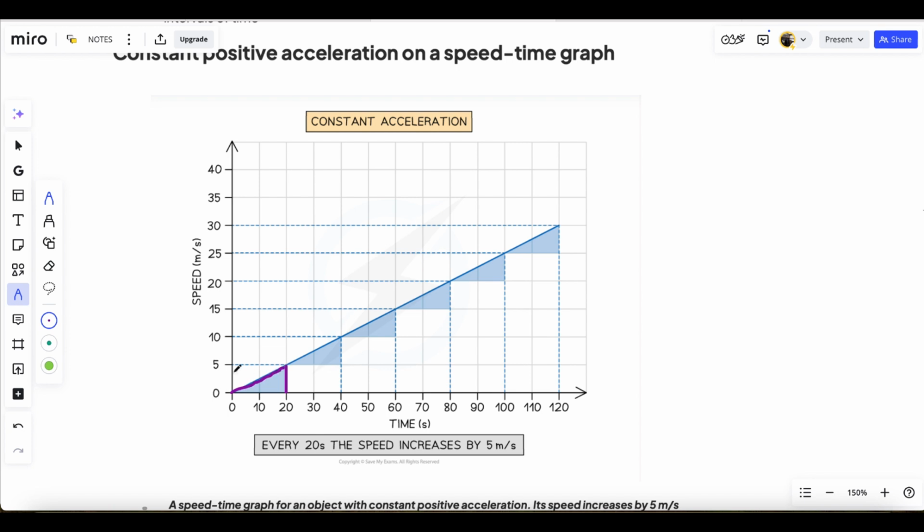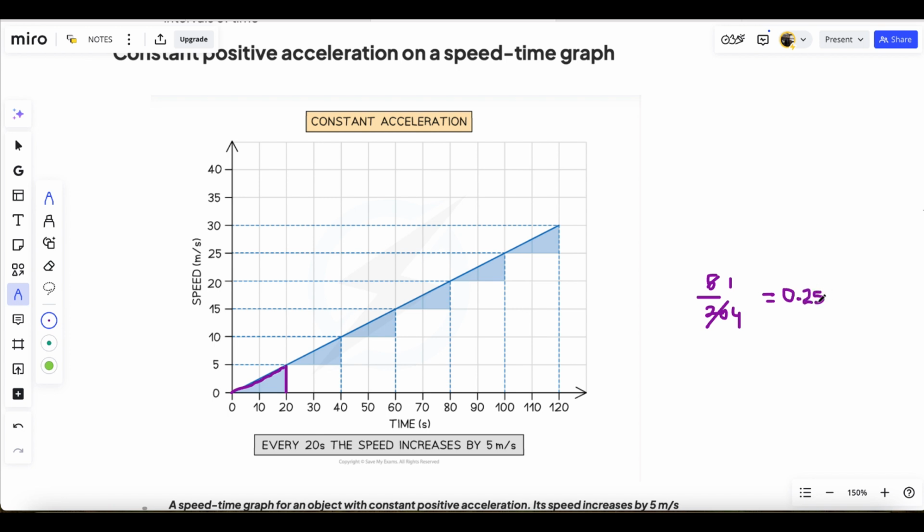So when you want to do this, you say 5 minus 0, which will give you 5, over 20 minus 0, which will give you 20. So you get 1 over 4, which is 0.25. This gives you 0.25 meters per second squared.